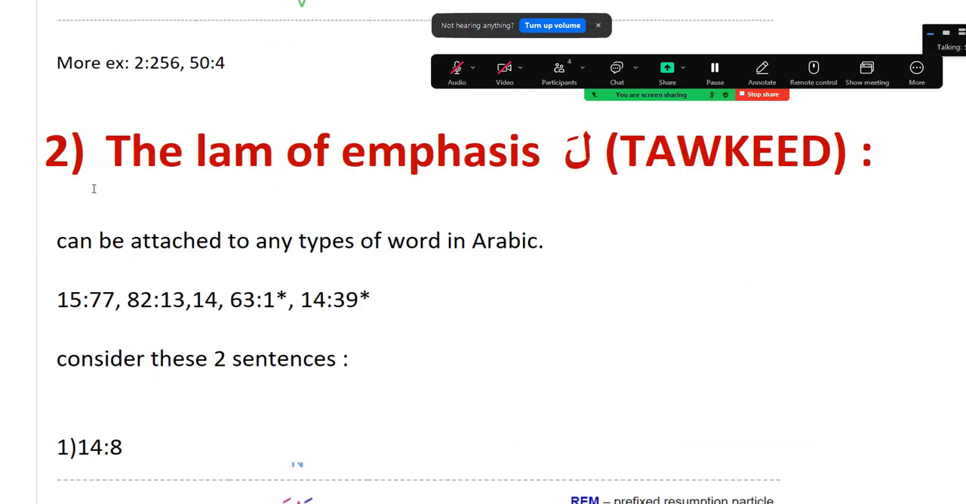So there are different types of emphasis. I'm going through each emphasis which is mentioned in the Quran. So the second type is the lam of emphasis, which is called tawkeed. This can be attached to any type of word in Arabic.